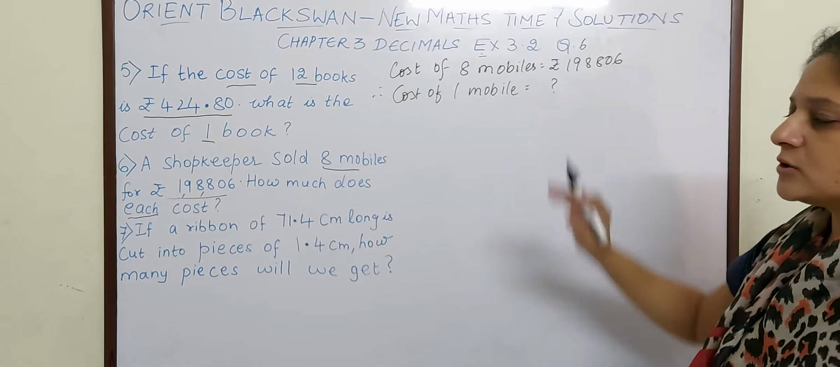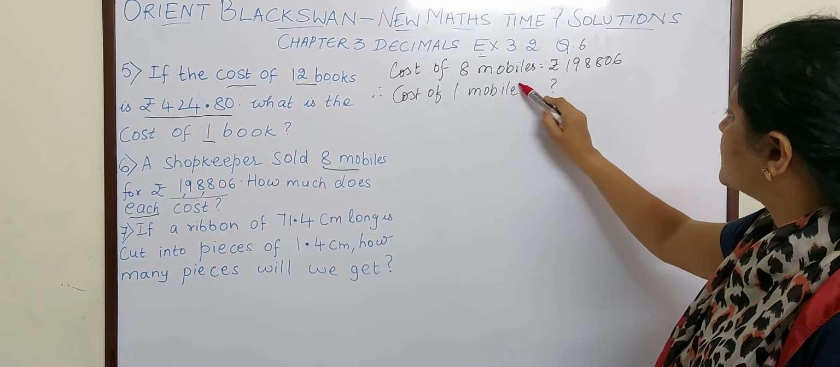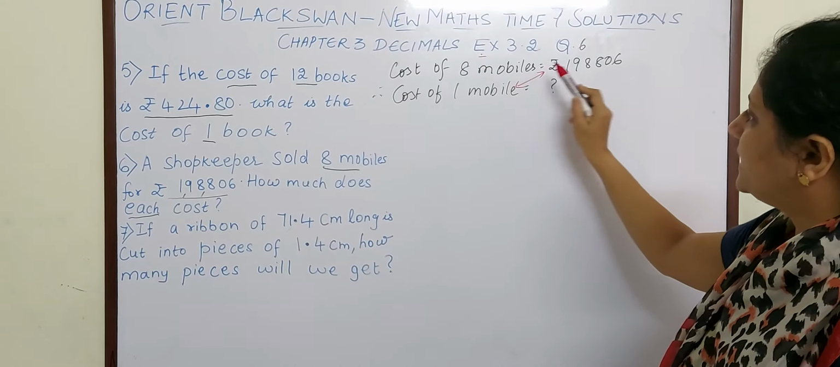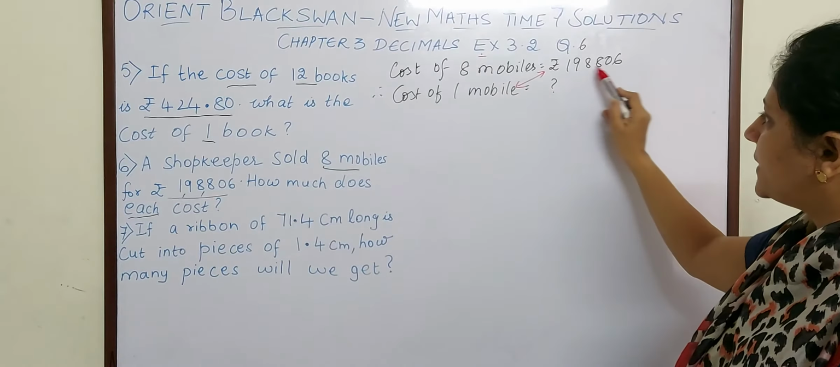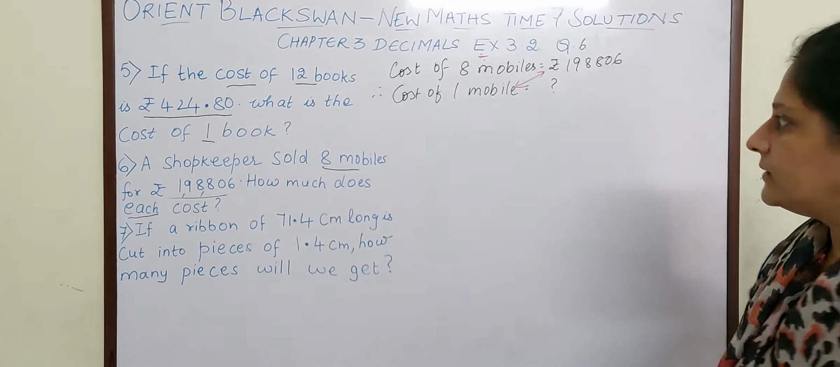Yes, this is also a case of division because if you cross multiply this and this, any number multiplied by 1 is the number itself and what is remaining is 8 and that has to be divided. So let us start.